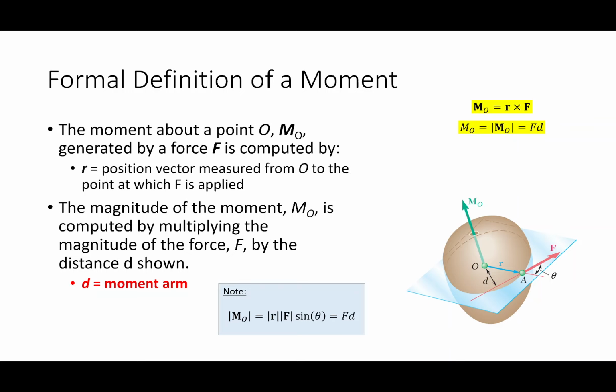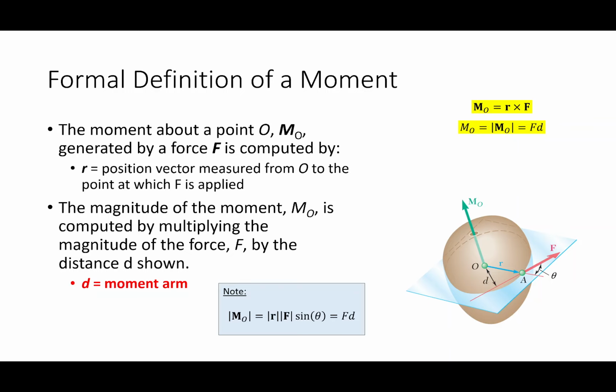The formal definition of a moment is r cross F, r being the position vector measured from the point wherever you're taking the moments to the line of action of F. We do r cross F first because remember that animation with the parallelogram? If the force remains constant, but you keep changing that position vector, you still get the same area of the parallelogram. So that's why we do r cross F and not F cross r.